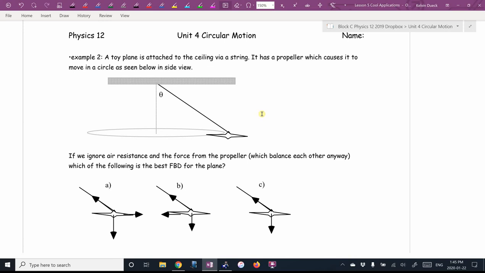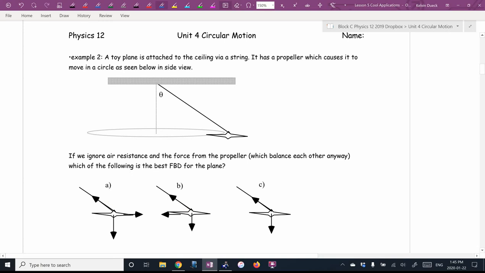We're going to look at that because on your test, there's either going to be a conical pendulum or a banked curve. In fact, Kedra, what I'm going to try and convince you today is the conical pendulum and the banked curve, same physics. You'll notice they really start to look similar. Now, there is also a propeller, having it come out of the page towards us, but air resistance is canceling out the propeller. So I wrote down here, if we ignore air resistance and the force from the propeller, which balance each other anyway, which of the following is the best free body diagram for the plane?